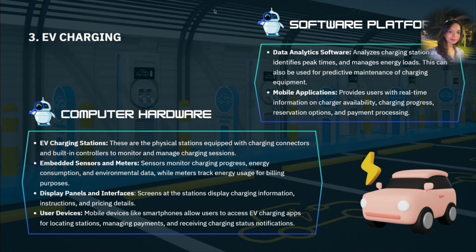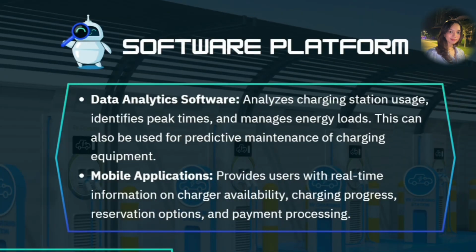notifications. Next, we will see in software platform, where data analytics software is used. Analyze charging station usage, identify peak times, and manage energy loads. This can also be used for predictive maintenance of charging equipment. Next is mobile application, which provides users with real-time information on charger availability, charging progress, and reservation options and payment processing.